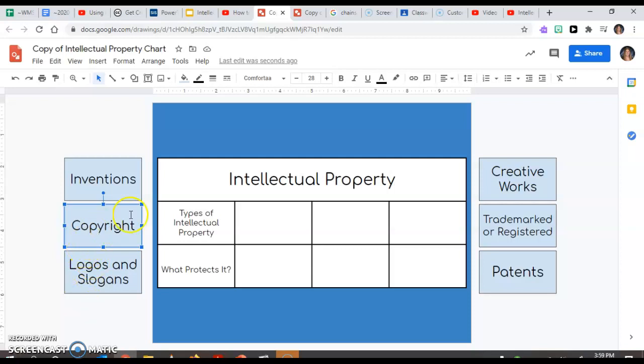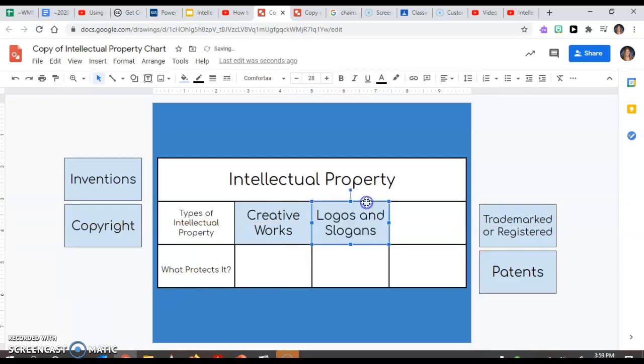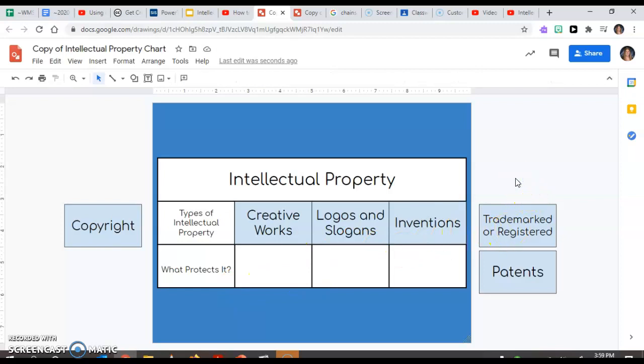So the first thing that you want to do is put the types of intellectual property across the top. So we've got creative works, which we've spent a lot of time talking about in both of the videos that you watched, logos and slogans, and inventions, okay? Now your job is to put across the bottom which one of these protects each of these pieces of intellectual property, okay? That's the first chart.